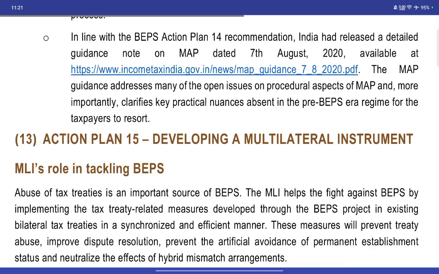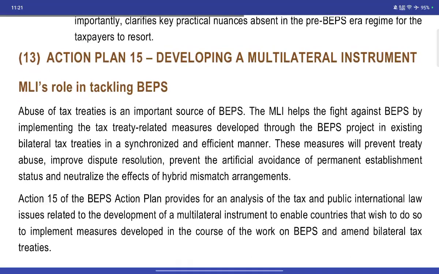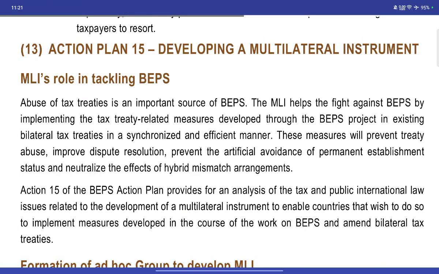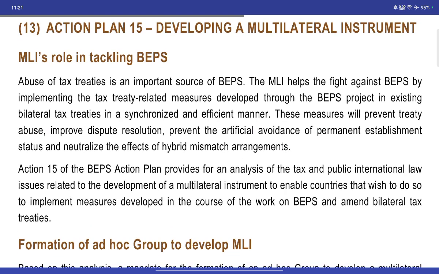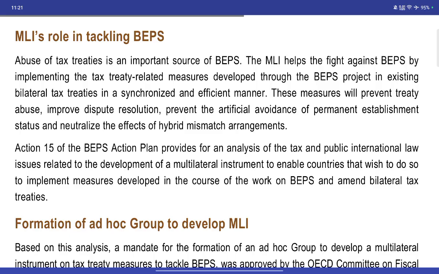Action Plan 15: developing a multilateral instrument. The multilateral instrument has a role in tackling BEPS, abuse of tax treaties being an important source of BEPS. The multilateral instrument helps in the fight against BEPS by implementing tax treaty-related measures developed through the BEPS project into existing bilateral treaties in a synchronized and efficient manner. These measures will prevent treaty abuse, improve dispute resolution, prevent the artificial avoidance of permanent establishment status, and neutralize the effect of hybrid mismatch arrangements.